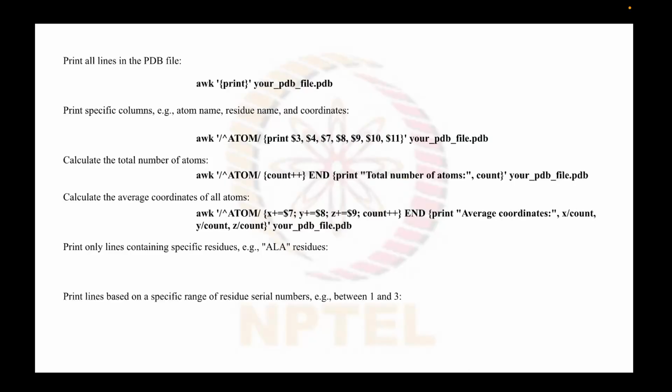Then we have average coordinates. As we all know, in PDB format we have x, y and z coordinates, the Cartesian coordinate system. So here in the command, the 7th position is the x coordinate, the 8th position is the y coordinate, and the 9th is z. This is similar to how you get the sum from a column. And this command here shows how you extract alanine atoms, the ATOM related entries that correspond to the amino acid alanine.